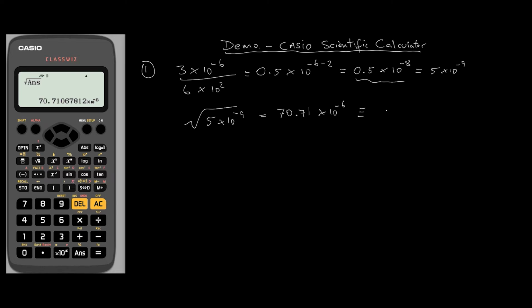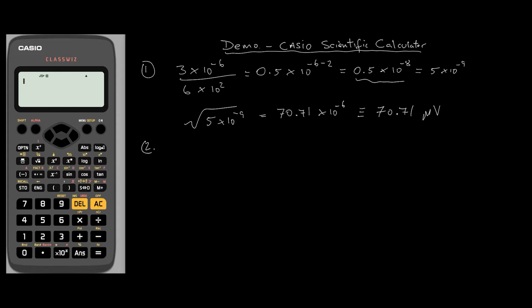So to engineers like you and I, that would be 70.71 micro something. It's equivalent to 70.71 micro, and it could be anything like volts or amps. Hopefully that's useful for you. I'm going to hit the AC button here, accumulator clear. Basically it means just clear your screen.